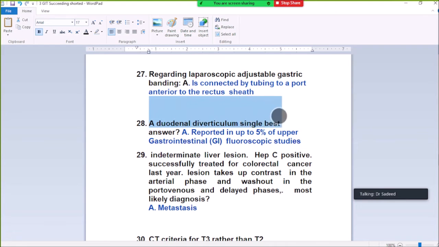Question 28. Duodenal diverticulum, single best answer. It is reported in up to 5% of upper gastrointestinal fluoroscopy studies. Duodenal diverticulum is reported in up to 5% of upper GI fluoroscopy studies.